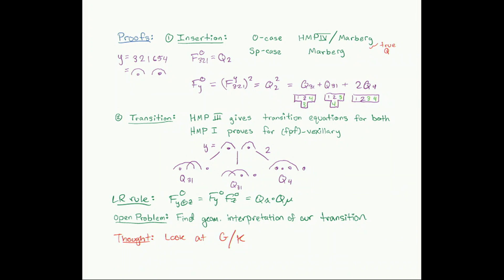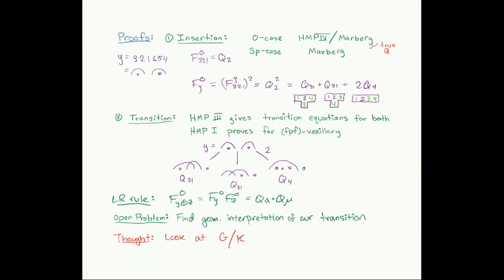And then in the SP case, there's also an insertion due to Marburg. So HMP stands for Hamaker, Marburg, Pulowski. And then the other 2 insertions are both due to Marburg. Now there's also transition equations, which we introduced. And so you can do the same sort of tree construction that we did for the ordinary Stanley case in this setting.